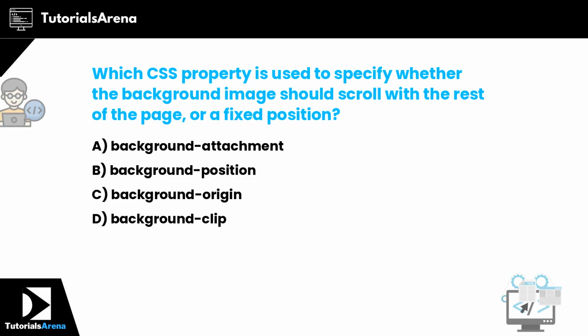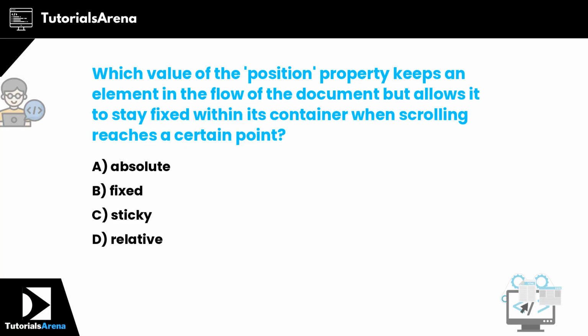Which CSS property is used to specify whether the background image should scroll with the rest of the page or stay in a fixed position? The correct answer is option A, background-attachment. Which value of the position property keeps an element in the flow of the document but allows it to stay fixed within its container when scrolling reaches a certain point? The correct answer is option C, sticky.